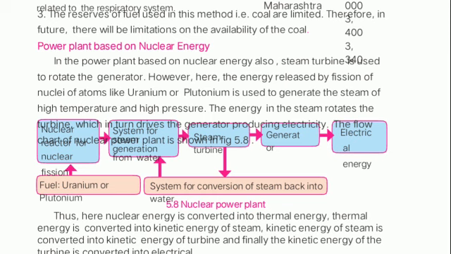Now in this plant, instead of coal, we are using nuclear energy. This is the only difference between thermal and nuclear energy plants. All the things are the same, but to generate the heat energy for boiling up of water, we are using nuclear compounds. This is the difference.